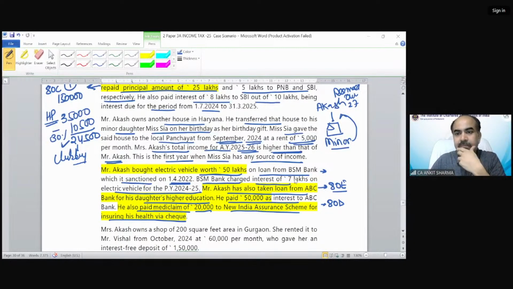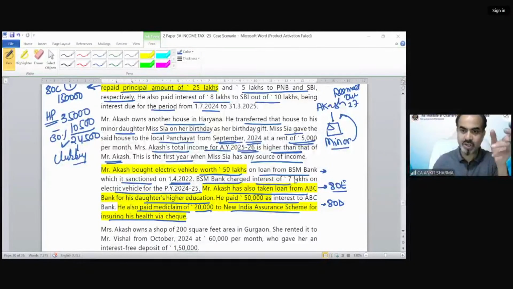Let's see. Manivanan is saying 150. 80EEB, Asta is saying, well done. So what are the specific conditions of section 80EEB? There are technically 4 conditions which we need to satisfy for claiming section 80EEB. Can you write down those specific 4 conditions in short?